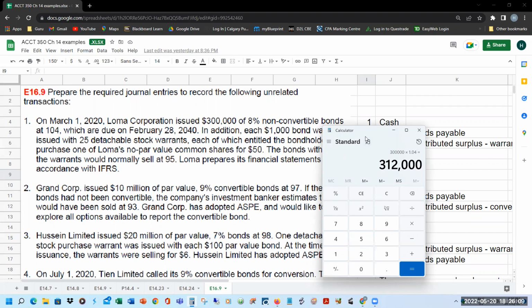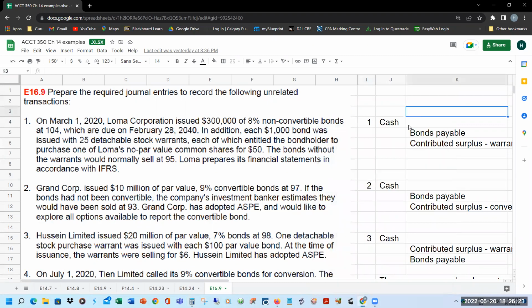Now, why did the company manage to get more cash than the face value of the bond? Well, the reason is that these bonds came with warrants. So the warrants acted as a sweetener for the people that bought these bonds. If the bonds had been without the warrants, they would have only sold at 95.